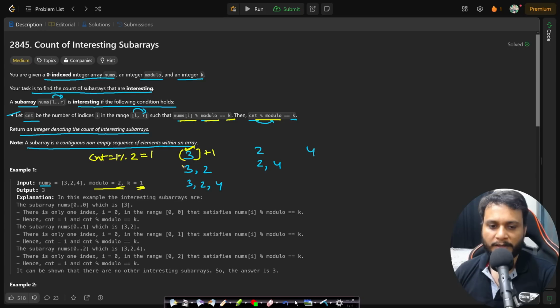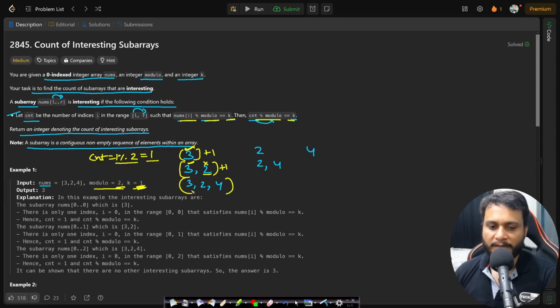Okay, now if you consider this 3 comma 2, you know that 3 is already an interesting element. But what about 2? 2 mod 2 is 0, which is not equal to 1. So this is not interesting, but this is interesting. So the count of interesting elements in this subarray is 1, and 1 mod 2 is already 1, which is equal to the given k value. So this will also add plus 1 to the count.